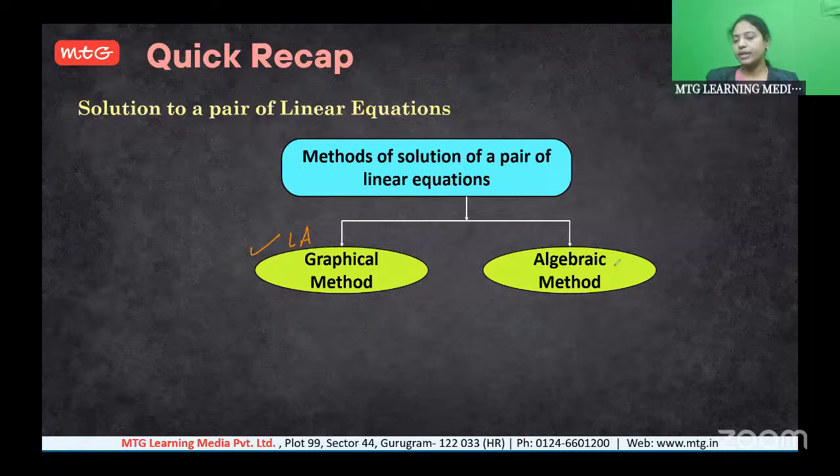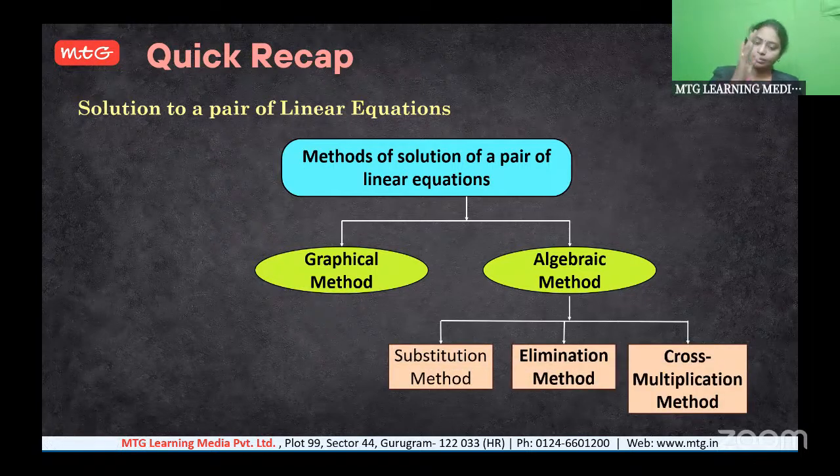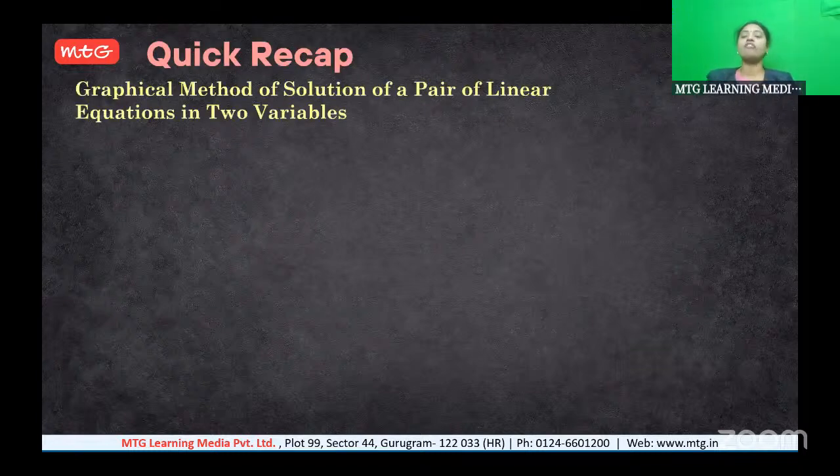If you are using the algebraic method of solving the equations or relating its coefficients, whatever it is, it comes to the other category, which is algebraic. In this algebraic method, again, there are various methods to solve the equations to get x and y values: substitution method, elimination method, and cross multiplication method. Cross multiplication method is very rarely used depending on the situation, and ultimately it gets merged into both of these. So today we will study the substitution method and the elimination method.